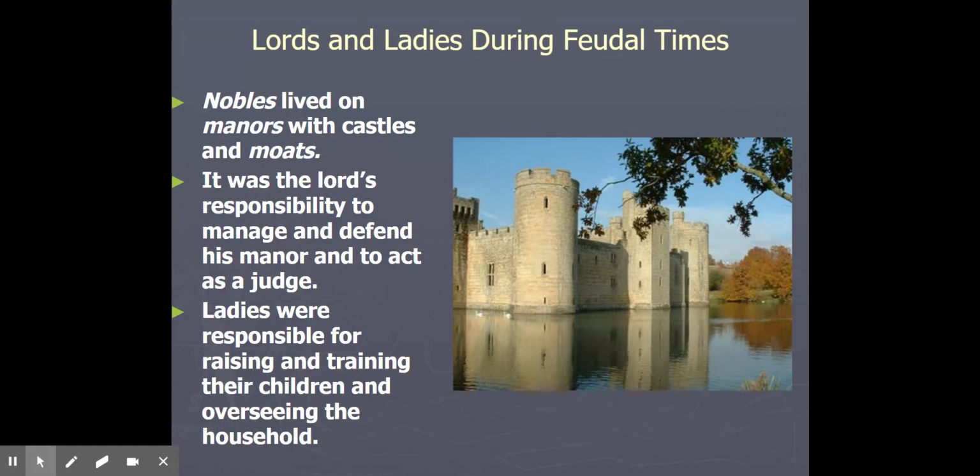He acts as the judge. The Lord's wife, the lady, was responsible for raising and training the children and seeing to the household, which means running things, making sure that there's enough food on the table, making sure that the dinner is made, making sure that clothes are clean, making sure that people are paid, and organizing the servants and all that. So that's what the lords and the ladies had to do. It was actually pretty prescribed, which means that they had rules that they had to live by, and they had to obey those rules, even if they didn't want to.